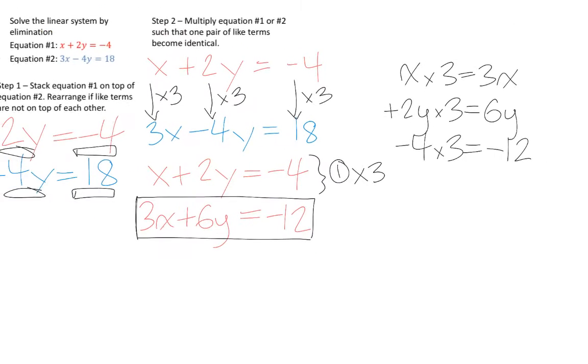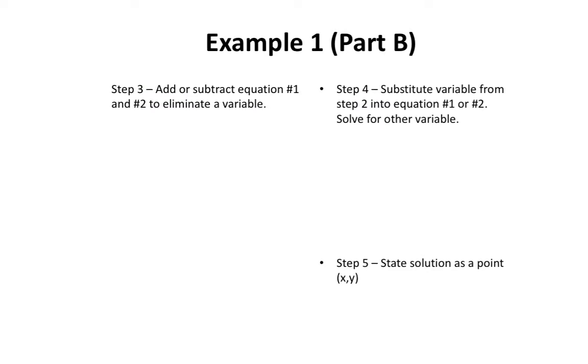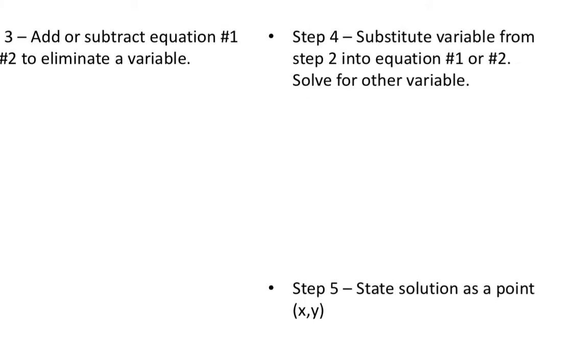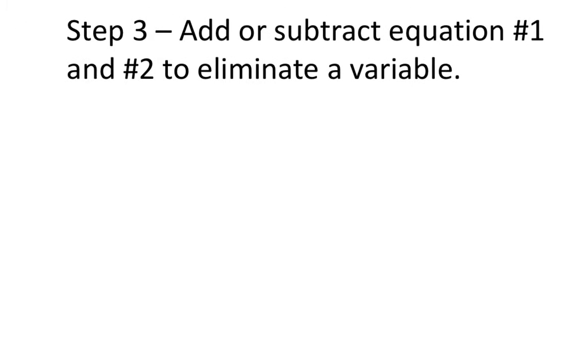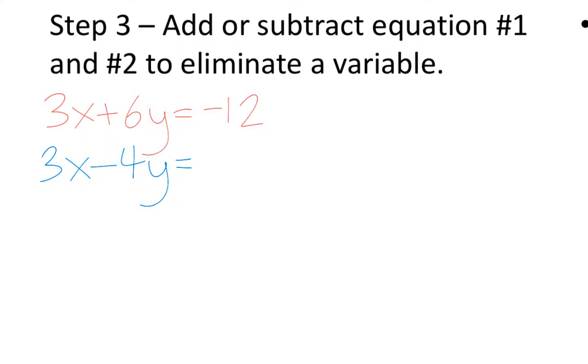And now let's zoom out to take a look at all the work that was required for this very first two steps. Step 3, we want to add or subtract equation 1 and 2 to eliminate a variable. Let's zoom in because we're going to need a lot of space to do this question. We're going to rewrite equation 1. Remember, we manipulated equation 1 in our last step, so let's use that version of equation 1, which is 3x plus 6y equals negative 12. And let's rewrite equation 2, which we haven't manipulated yet. So it's just 3x minus 4y equals 18.